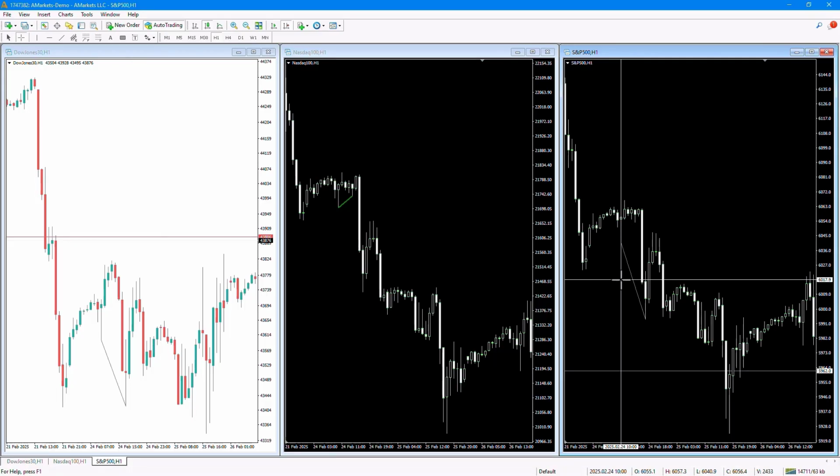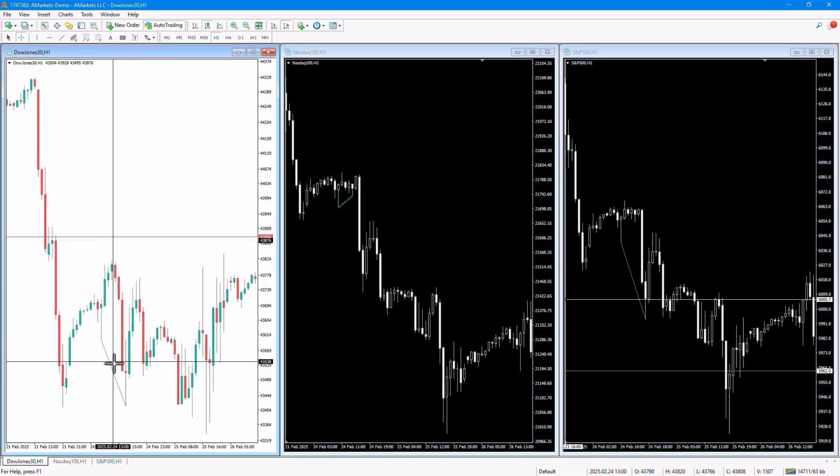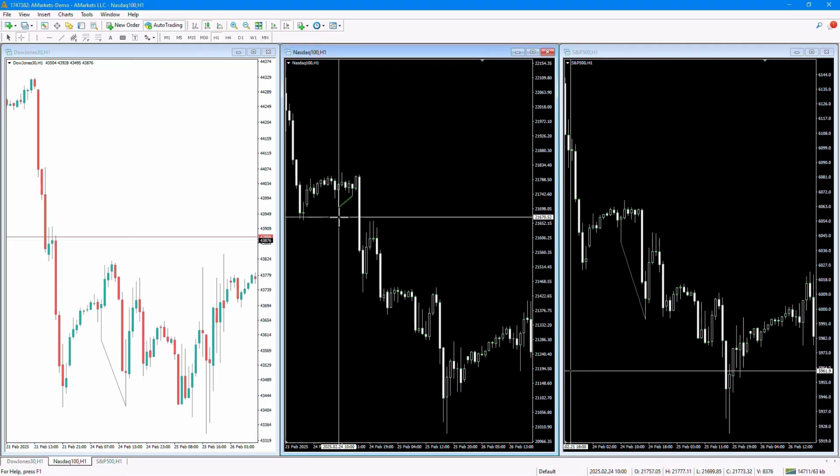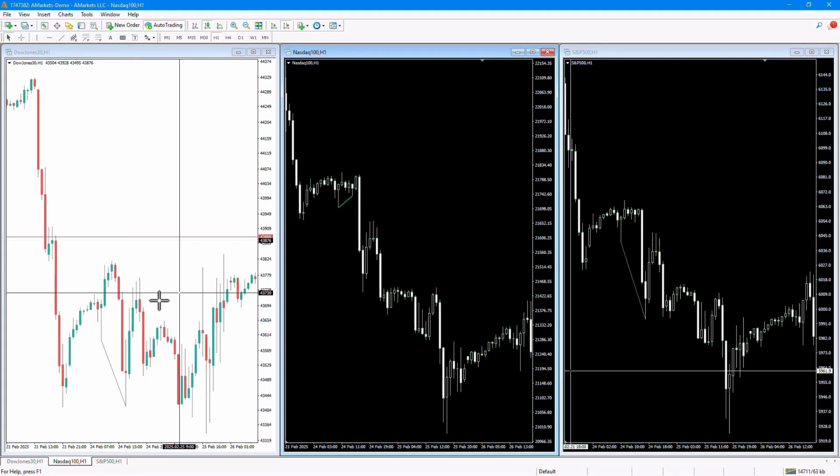In the S&P 500 and Dow Jones indices, a downward trend line is identified here, while in the Nasdaq index, an upward trend line has been recognized, which is considered a trend line divergence, also referred to as a hidden divergence.